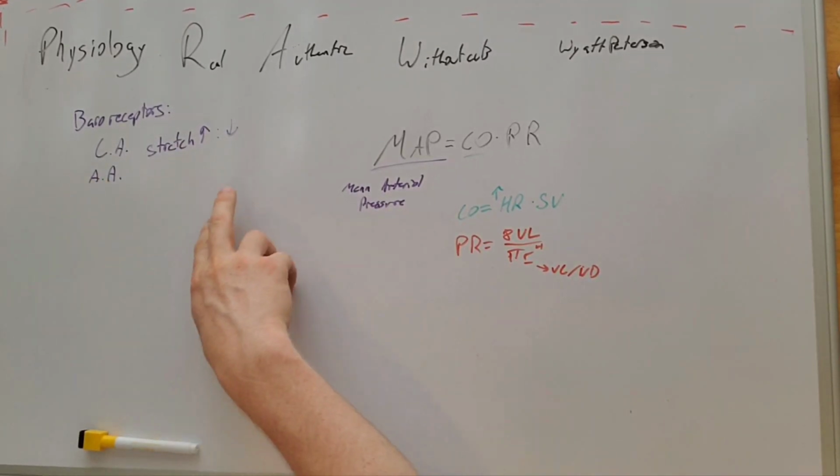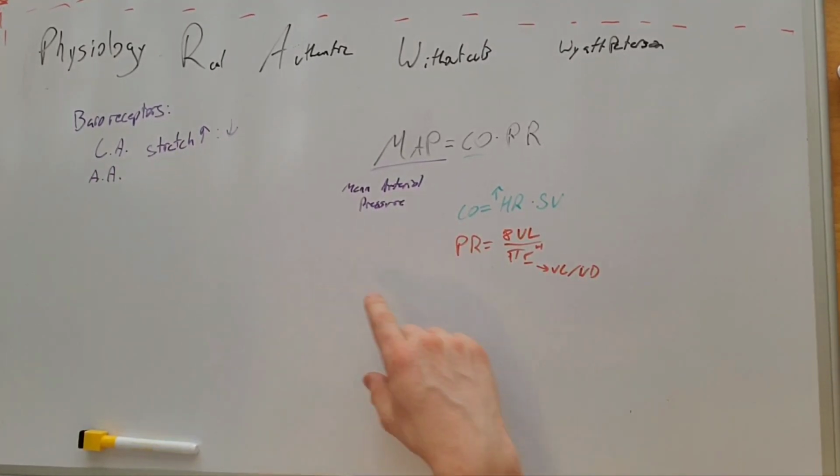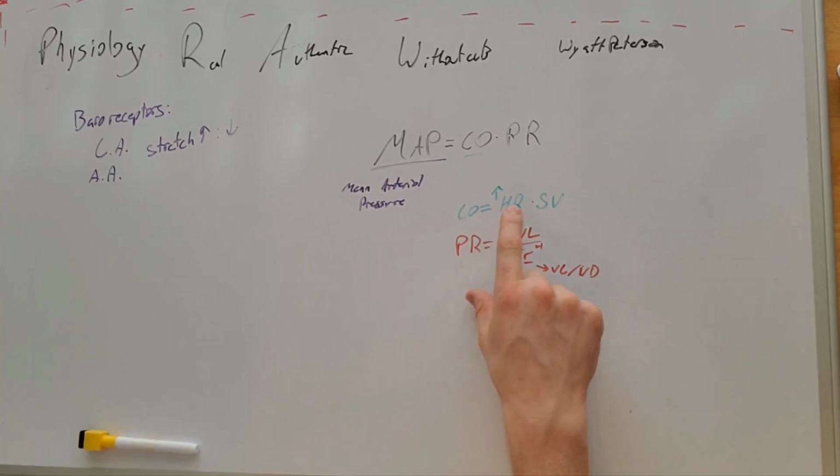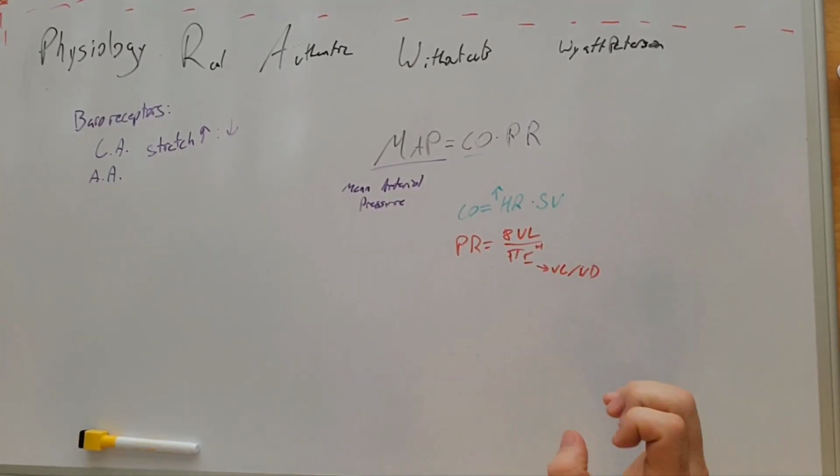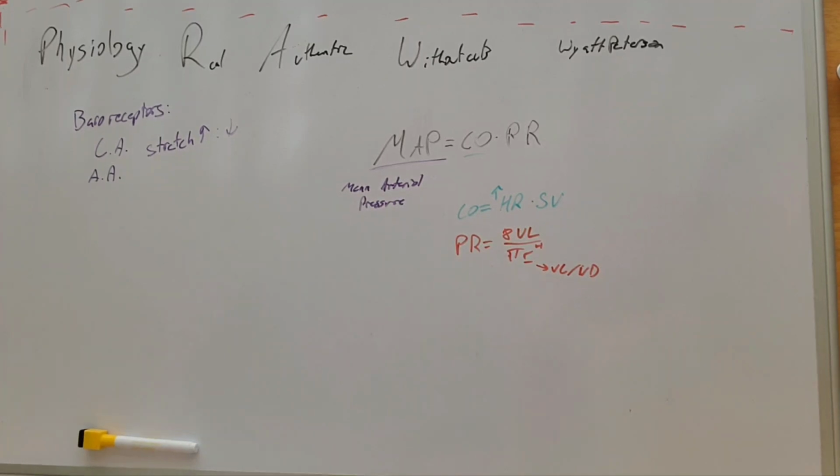And so back to the baroreceptors. They could either affect the heart rate, increase the heart rate, or change the diameter of some of those arterioles with constriction or dilation. So in the example of, what was it? Blood pressure suddenly dropping.